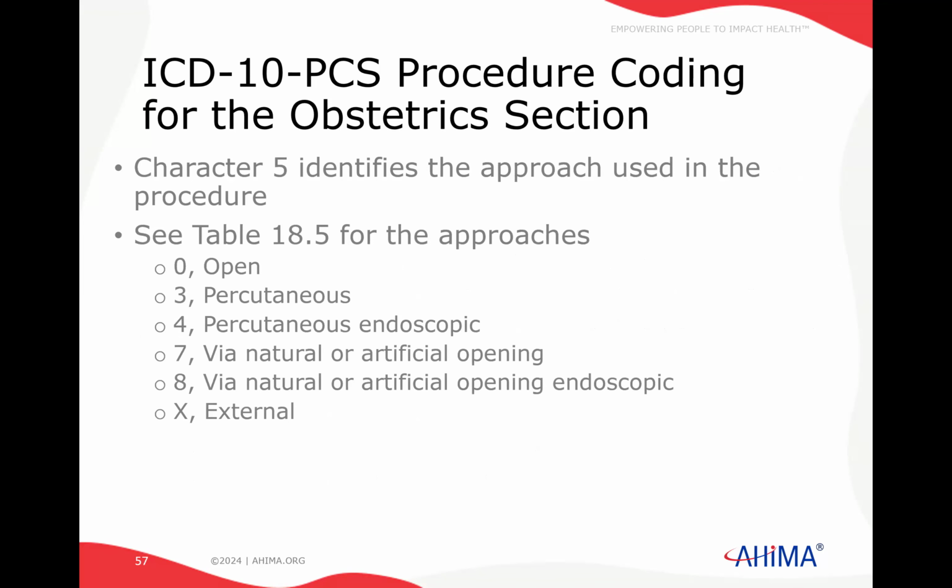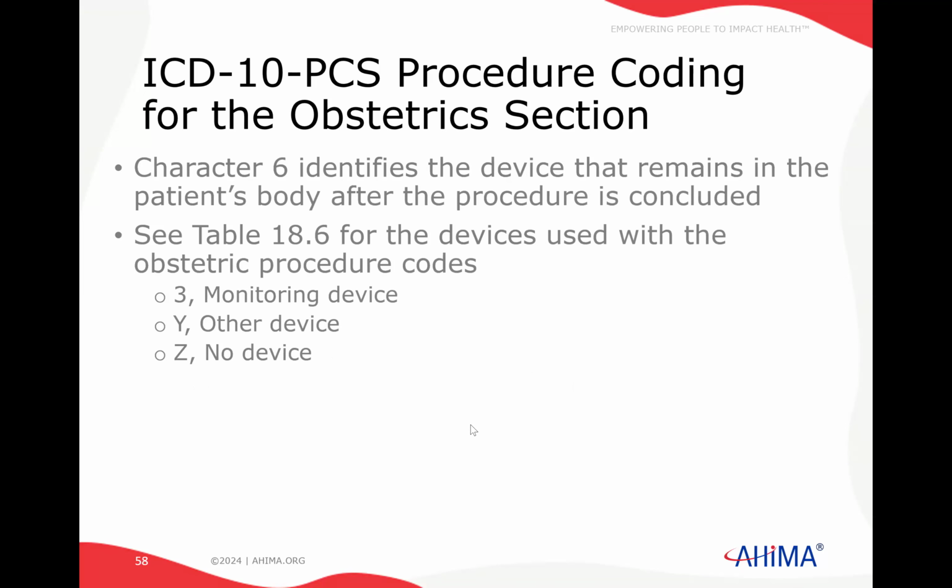Table 18.5 covers the 5th character. Again, same kind of approaches we've seen before. We took a look at it in the code books earlier. The 6th character is the device. We don't think of devices all the time necessarily for obstetrics, but we do have monitoring devices, other devices, and frequently no devices.